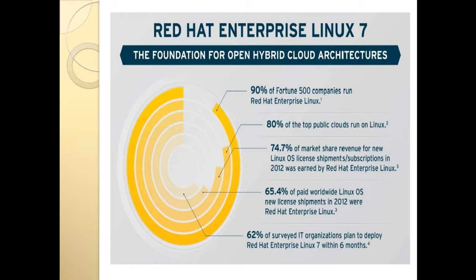90% of Fortune 500 companies run Red Hat Enterprise Linux. 80% of the top public clouds run on Linux. 74.7% of the market share revenue for new Linux operating system license shipments and subscriptions in 2012 was earned by Red Hat Enterprise Linux. So you can say almost 3/4 of the market share of Linux is with Red Hat Enterprise Linux. 65.4% of paid worldwide Linux operating system new license shipments in 2012 were Red Hat Enterprise Linux. 62% of the surveyed IT organizations plan to deploy Red Hat Enterprise Linux 7 within 6 months. So believe me, Red Hat certifications and Red Hat professionals are in huge demand all over the planet.